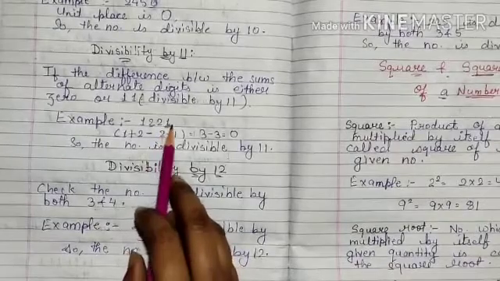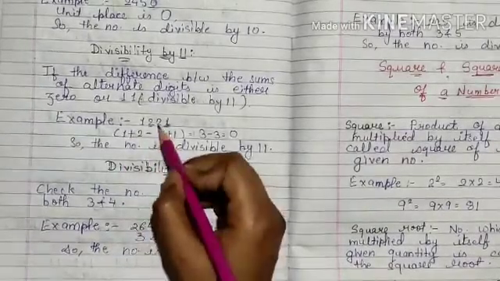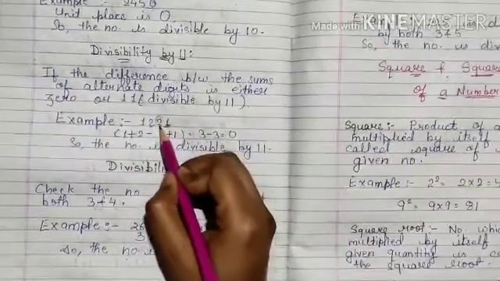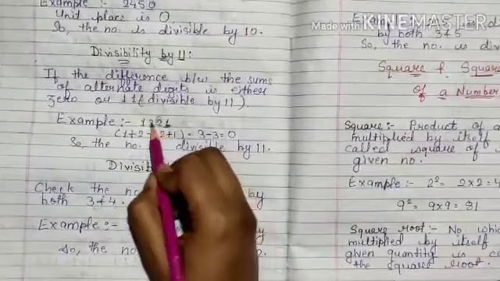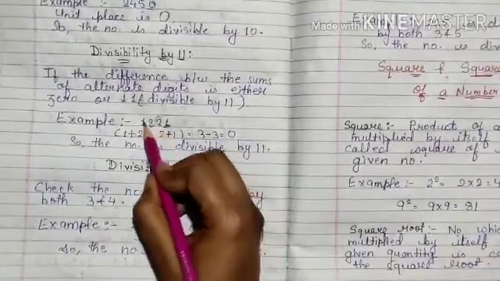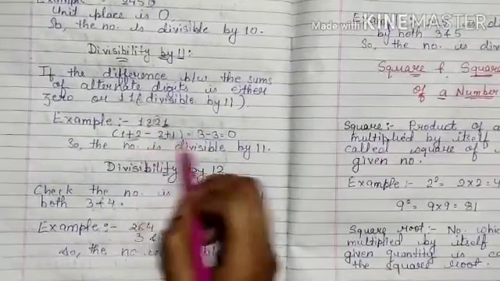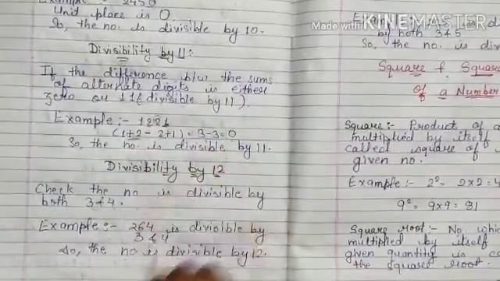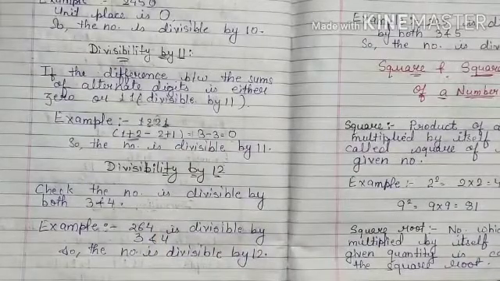First is 1, plus the alternate one, 2. Then 1 plus 2 is 3, and 2 plus 1 is 3. 3 minus 3 is 0. So the number is divisible by 11. We can take one more example.